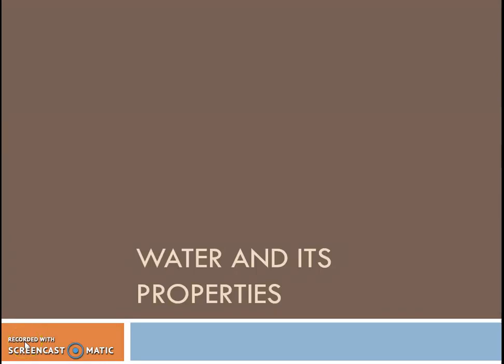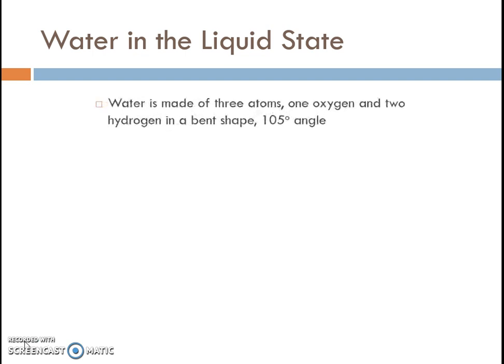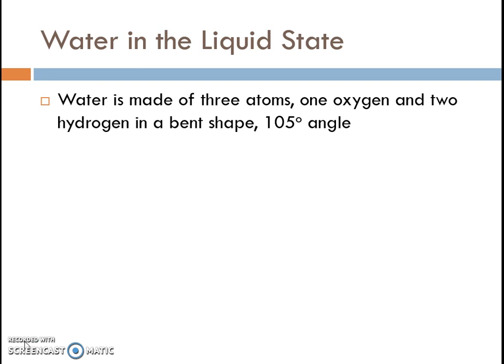In this video, we're going to take a look at water and its properties. So the most common way which we find water is in the liquid state. And this is because it's made up of those two hydrogens and one oxygen. And then there's two lone pairs of electrons on that oxygen, creating a 105 bond angle.